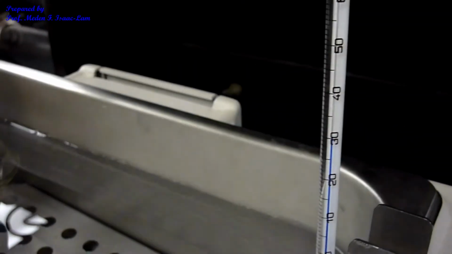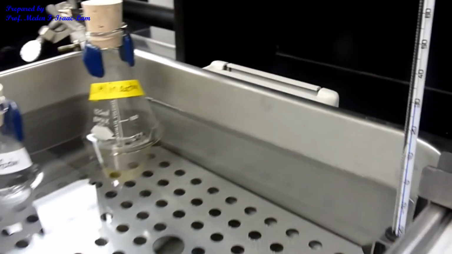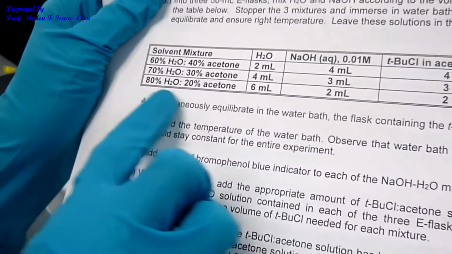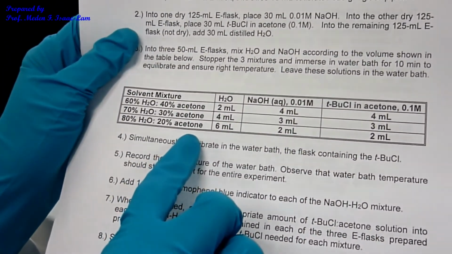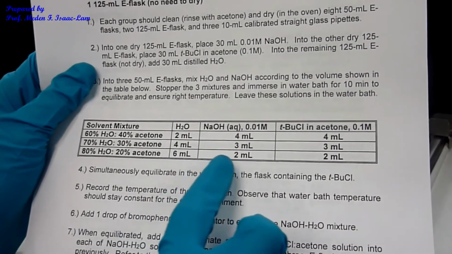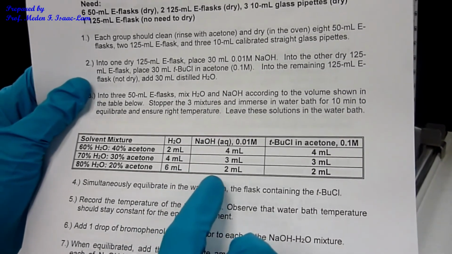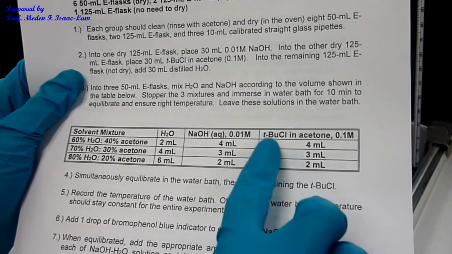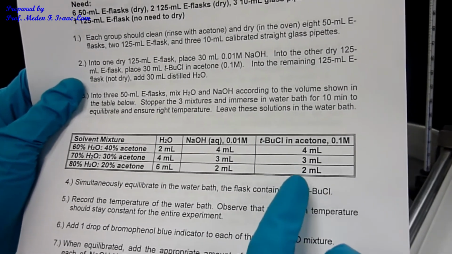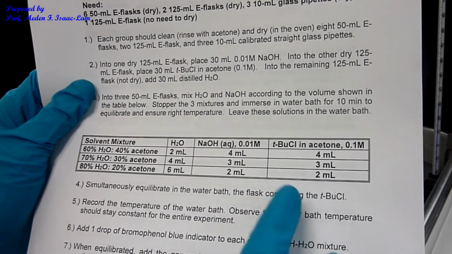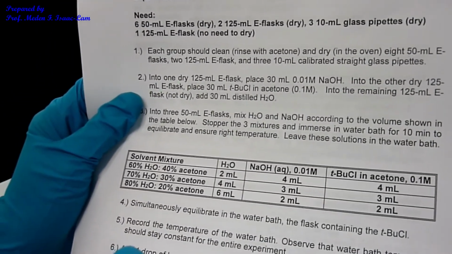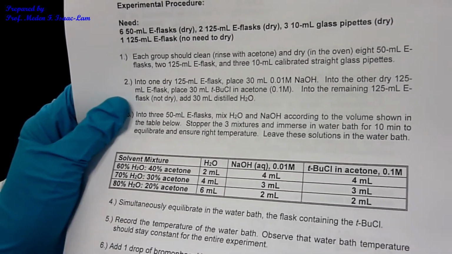Okay, so I'm now doing the last part, which is the 80% water, 20% acetone. We combine 6 water, 2 sodium hydroxide, and I'm now going to add 2 mL of the tert-butyl chloride. So again, after I add it, I'm going to start timing and then swirl it.